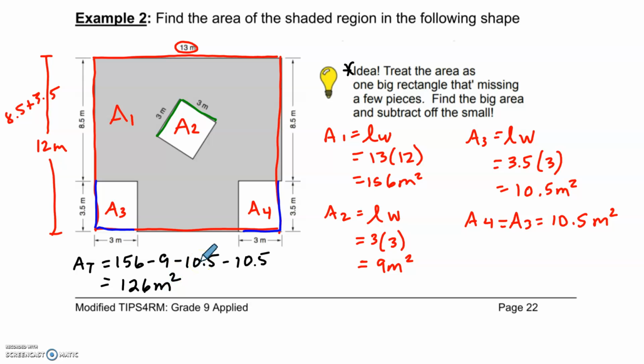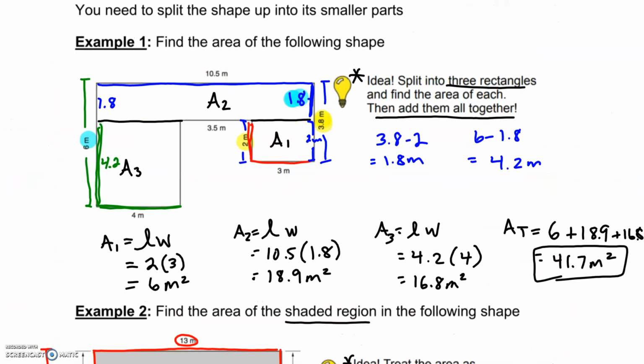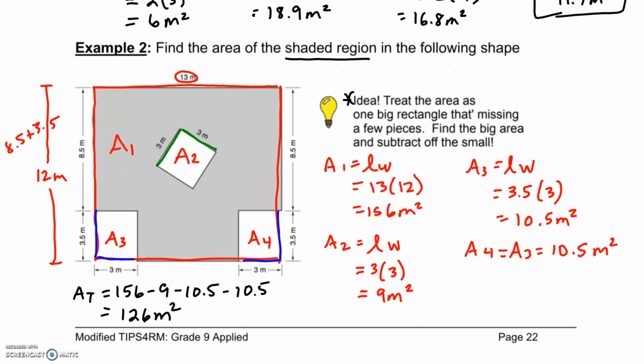Okay, and that's the total area of the shaded region. So we've done an example where we add to get the total area, and if you have an example like example 2, you're going to have to subtract out those corners. Let's take a look at example 3.